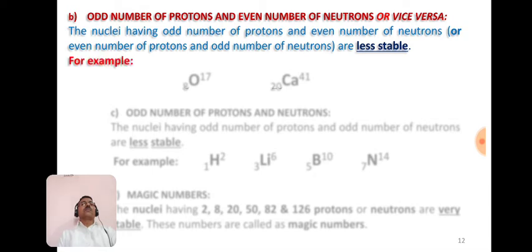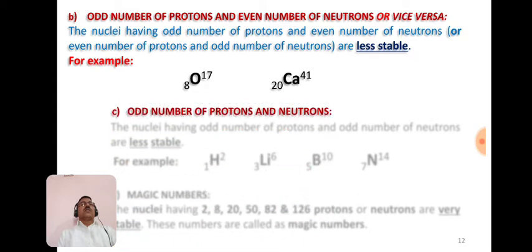For example, here oxygen and calcium. In oxygen there are 8 protons and 9 neutrons, as 17 minus 8 means 9 neutrons. So here all neutrons are not in paired form, so this nucleus is less stable. In case of calcium there are 20 protons, meaning they are all in paired form, but there are 21 neutrons, as the difference is 41 minus 20, which means 21 neutrons. Therefore all neutrons are not in paired form, so this nucleus is less stable.